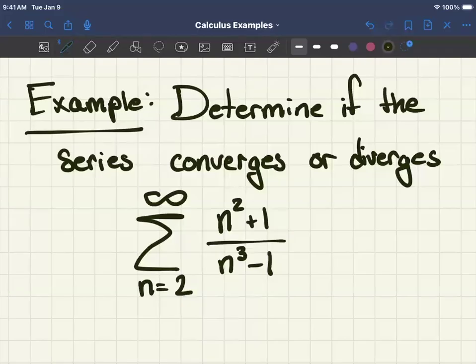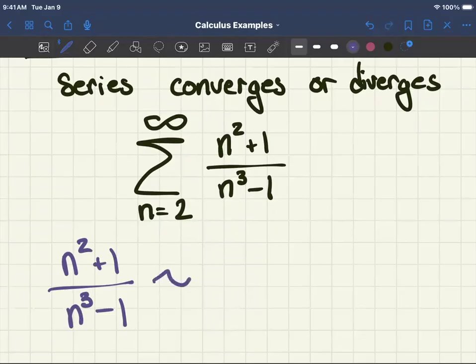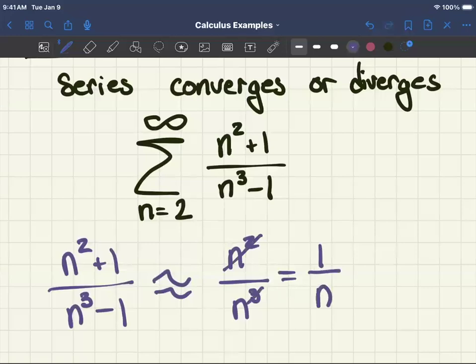We're looking at the series (n squared plus 1) over (n cubed minus 1), and we're trying to figure out if this series is going to converge or diverge. One of the things that we might notice right off the bat is that if we squint our eyes a little bit and get rid of those plus and minus ones, this is almost n squared over n cubed, which reduces to 1 over n.